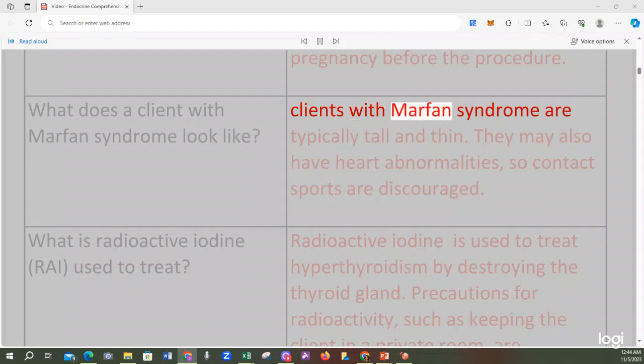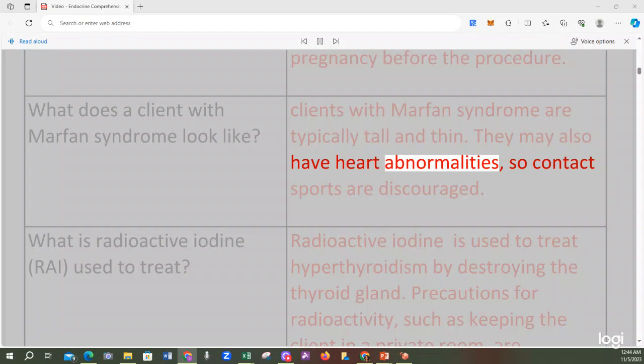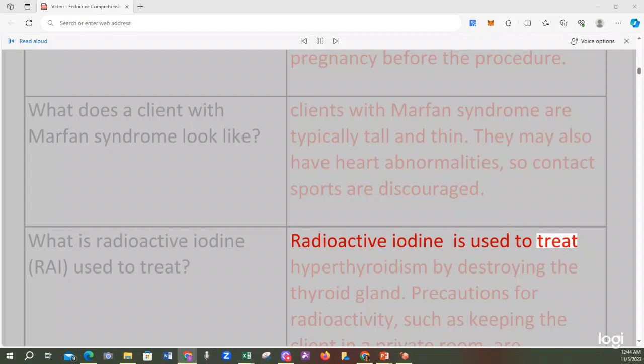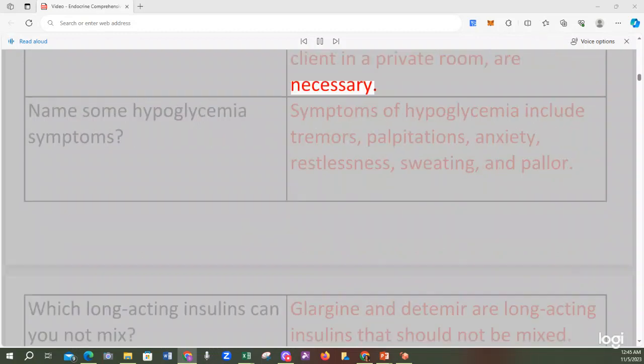What does a client with Marfan syndrome look like? Clients with Marfan syndrome are typically tall and thin. They may also have heart abnormalities, so contact sports are discouraged. What is radioactive iodine, RAI, used to treat? Radioactive iodine is used to treat hyperthyroidism by destroying the thyroid gland. Precautions for radioactivity, such as keeping the client in a private room, are necessary.